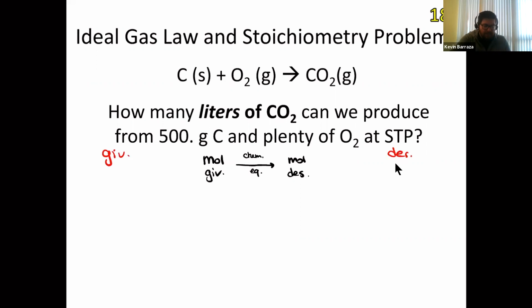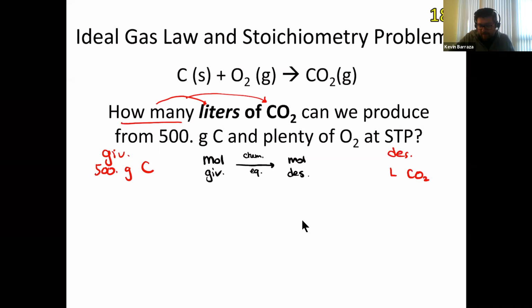Desired. Well, I desire how many liters of CO2. So that's what I'm going to put first. And I mentioned this previously, I'll mention it again. Sometimes it's easier to start by identifying what you want before identifying your givens. So I desire liters of CO2. So by process of elimination, the carbon, which makes sense, has the number with it, is the given. So it's going to be 500 grams of C.